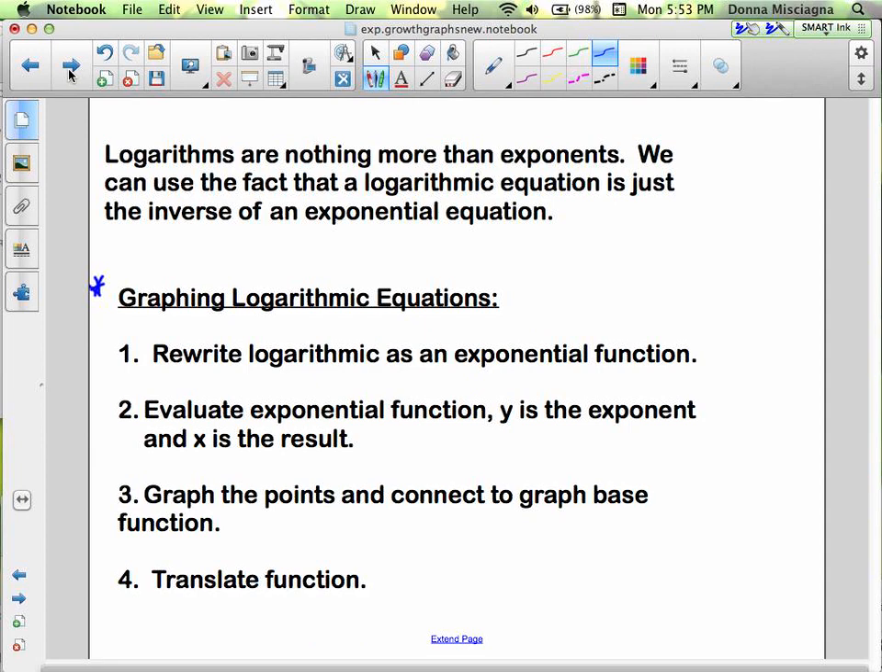You just have to remember, though, that y is the exponent and x is the result. Because that's how it is on the log. Y is the exponent, x is the result. We're going to graph the points and connect to graph our base function. In this particular lesson, there won't be any translations or any stretches, but later on we'll be translating our function and maybe stretching our function.